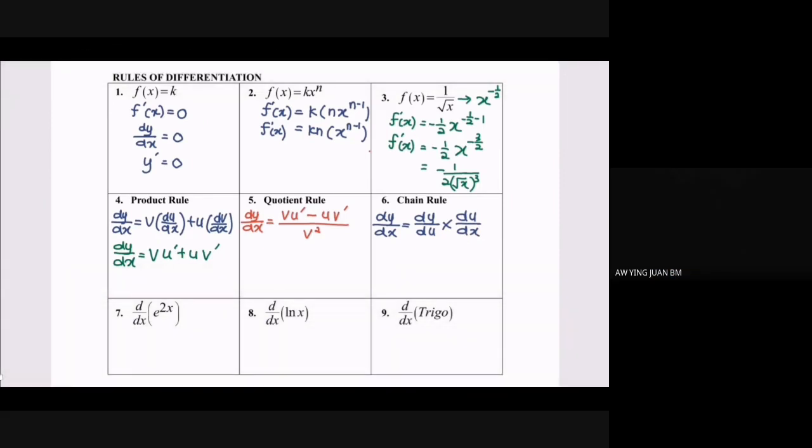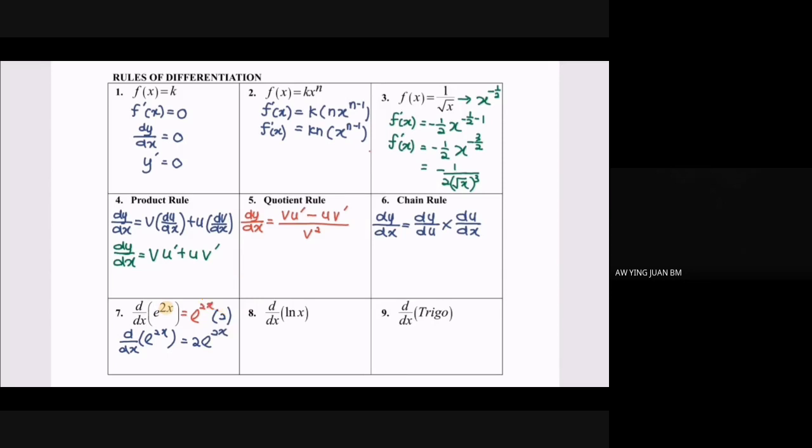Number 7, we have differentiate exponent to x respect to x. So the step would be copy the situation, kindly focus on the power and differentiate it, and we will have 2. So rewrite the situation, differentiate e to the power of 2x respect to x, and we will have 2e to x.